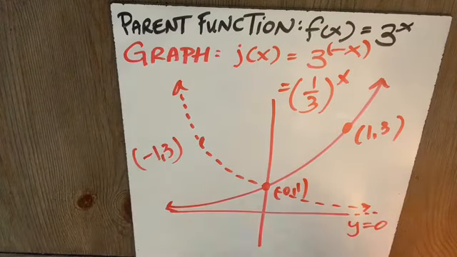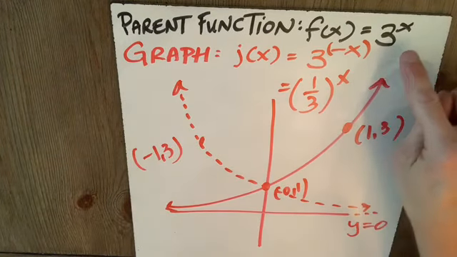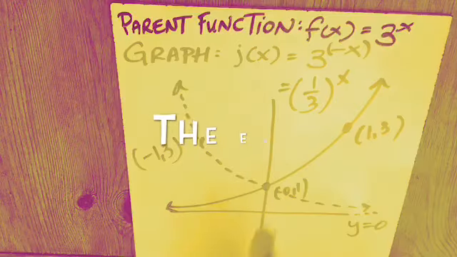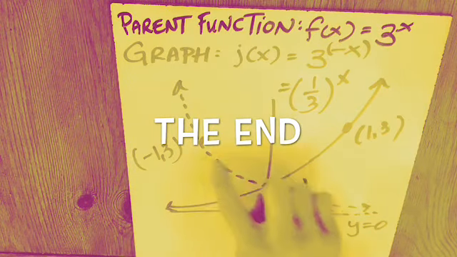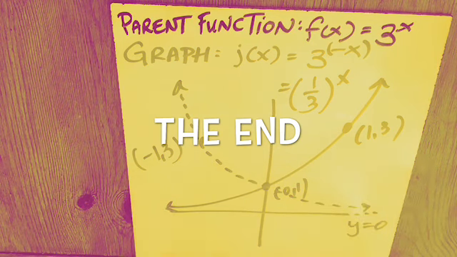Or you could think of it as this, which means it's a reflection over this y-axis. They're mirror images of each other. Look, I've got 2 points and 1 asymptote. I've done my job.